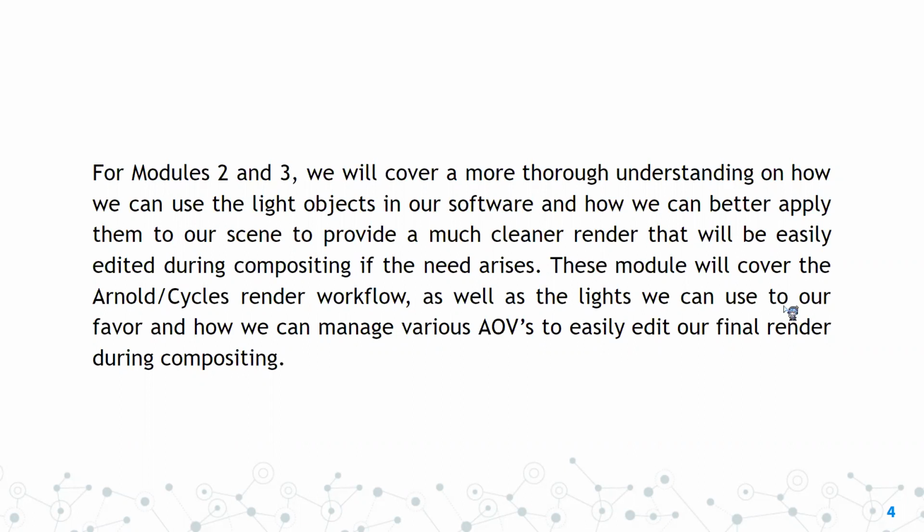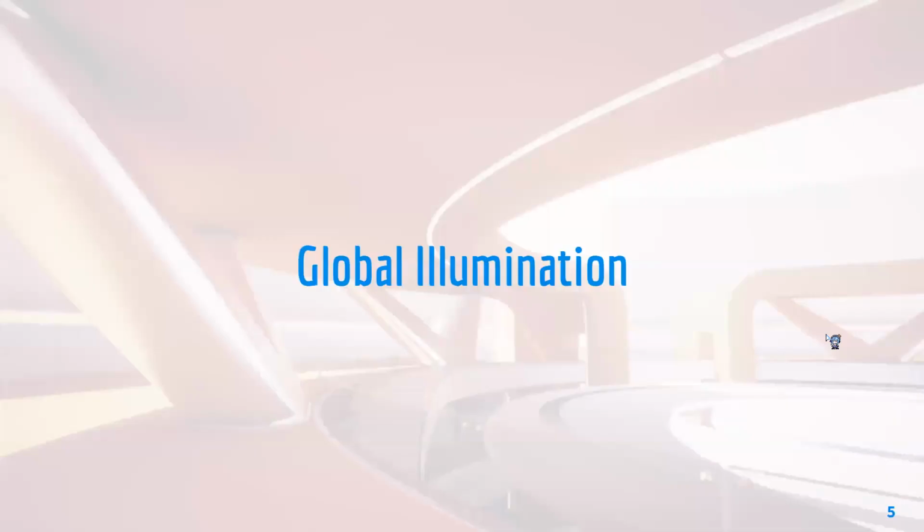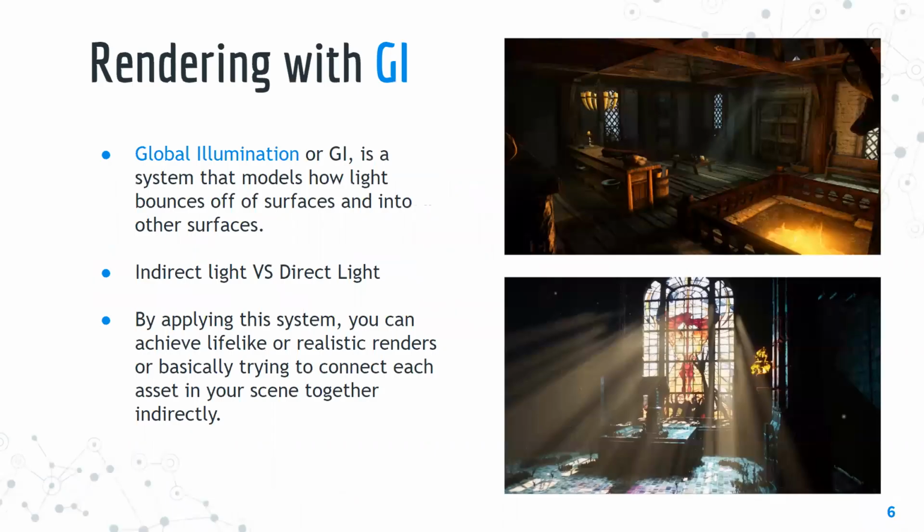Okay? All right. So, let's talk about global illumination. Now, what is global illumination? Global illumination, or GI for short, is a system that models how light bounces off of a surface and into other surfaces. Basically, it's the interplay of indirect light and direct light. Now, what is the difference between the two? So, let's choose direct light first.